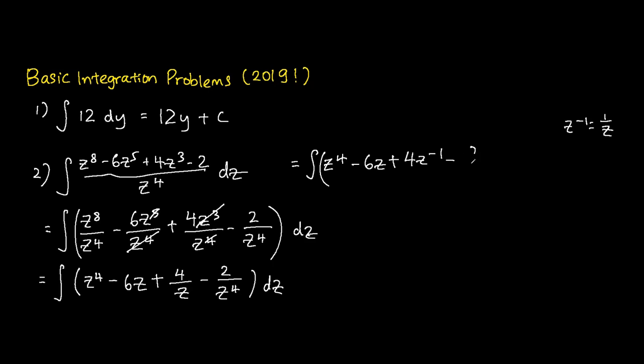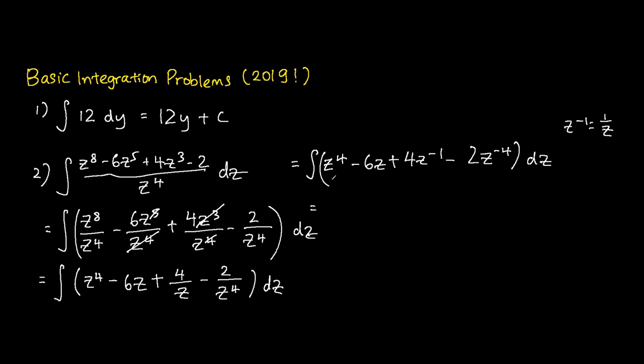Minus 2, if I bring this z to the power of 4 up to the numerator, that would be z to the power of negative 4. The reason why I do this is that it's easier to work the integration in this way. And last but not least, I will work out the integration separated term by term. So this whole chunk is equivalent to integrating the individual terms itself.